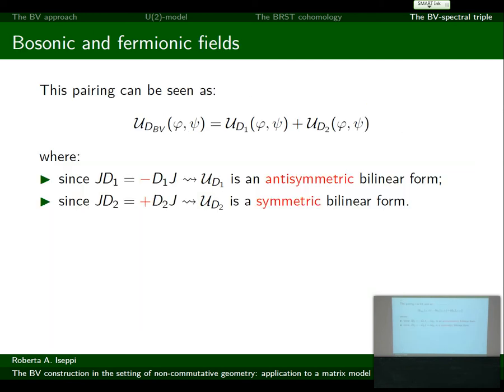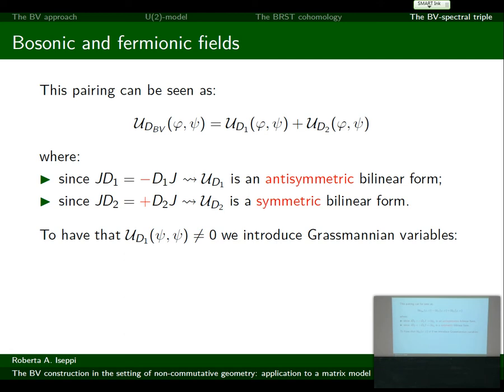This pairing can be seen as given by these two pieces: a part that depends on D1 and a part depending on D2. What is possible to consider is that D1 is anti-commuting with the real structure, while D2 is commuting with the real structure. So this implies that when we consider the pairing coming from D1, this is an antisymmetric bilinear form, while the contribution of D2 is given by a symmetric bilinear form.